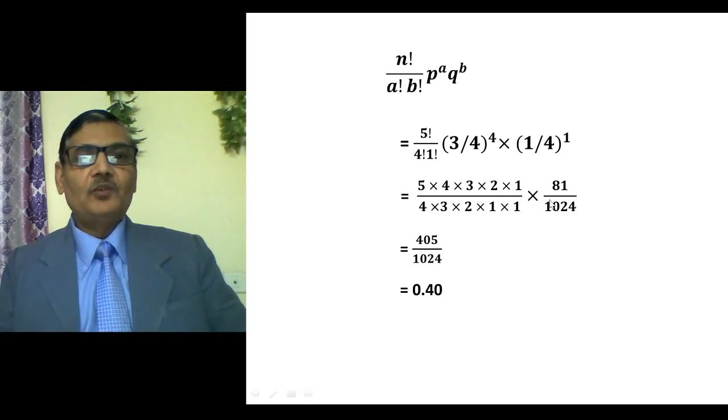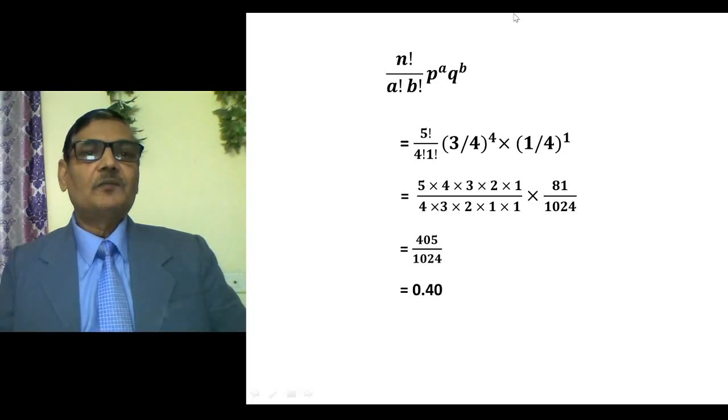So 5 into 81 divided by 1024. When you solve this, it comes to 0.40. It means there is a 40% chance that if 5 plants are obtained in the next generation, 4 of them will be tall and 1 will be short. So this formula is of much significance to solve such kinds of questions.